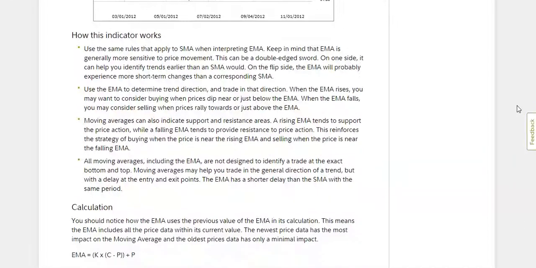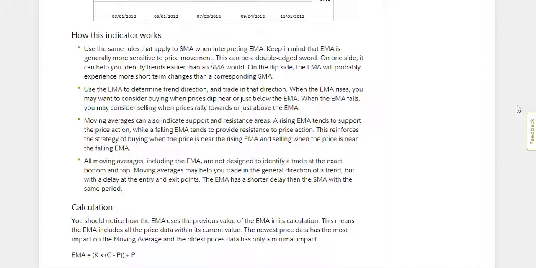When interpreting data, keep in mind that the EMA is generally more sensitive to price movement, and I'm going to show you what I mean in a second. It says this can be a double-edged sword. On one side, it can help you identify trends earlier than an SMA would. On the flip side, the EMA will probably experience more short-term changes than the corresponding SMA.